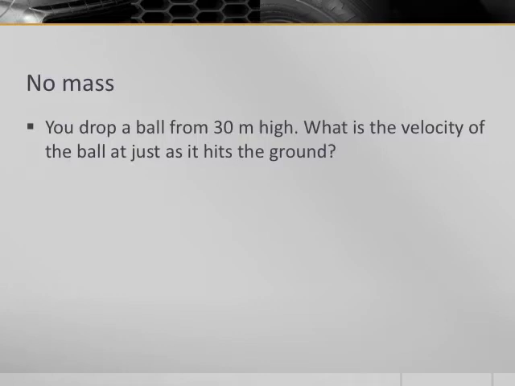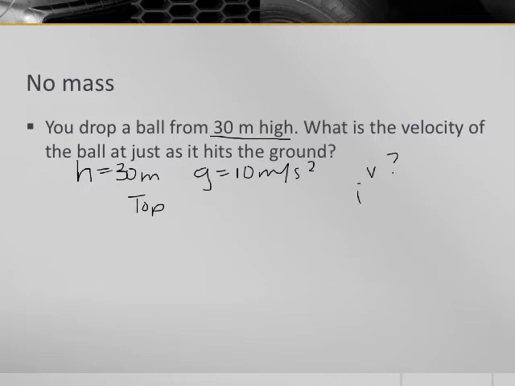So here we have a ball that is dropped from 30 meters high. What is the velocity of the ball just as it hits the ground? So we know that h is 30 meters. We know that g is going to be 10 meters per second squared, right? And v is our question mark. Based on our knowns, we have a little bit of PE and a little bit of KE. We also know information about the very top, and then it's wondering what the velocity is at the bottom.